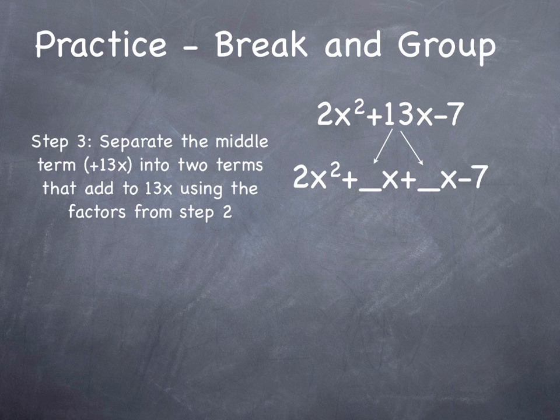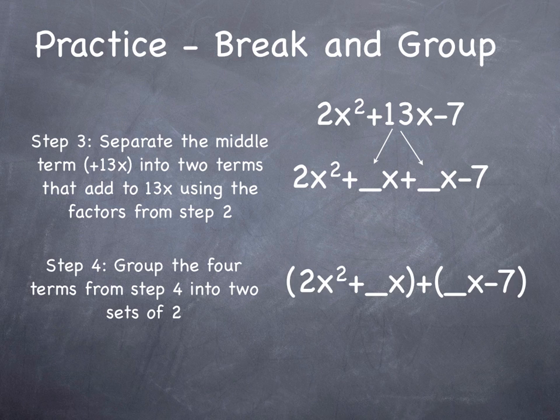Step 3, separate the middle term, in this example plus 13x, into 2 terms that add up to that middle term using the factors that you found in step 2. So we're going to add 14 as a coefficient on one of those terms and negative 1 as a coefficient on the other one. Step 4, group the 4 terms that you found in the previous step into sets of 2. So I'm just inserting some parentheses here to make 2 groups of terms, a first group and a second group.